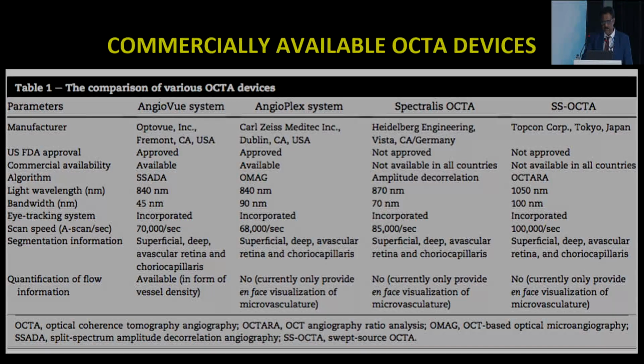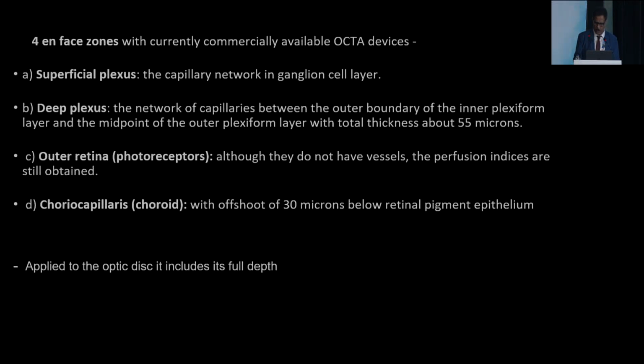This is the comparative data of all the systems. Each machine has its own pros and cons, its own advantages and disadvantages. But generally speaking, all machines are good, and you can get information from most of them. Basically four en-face zones are currently commercially available: superficial plexus, deeper plexus, outer retina, and choriocapillaris.